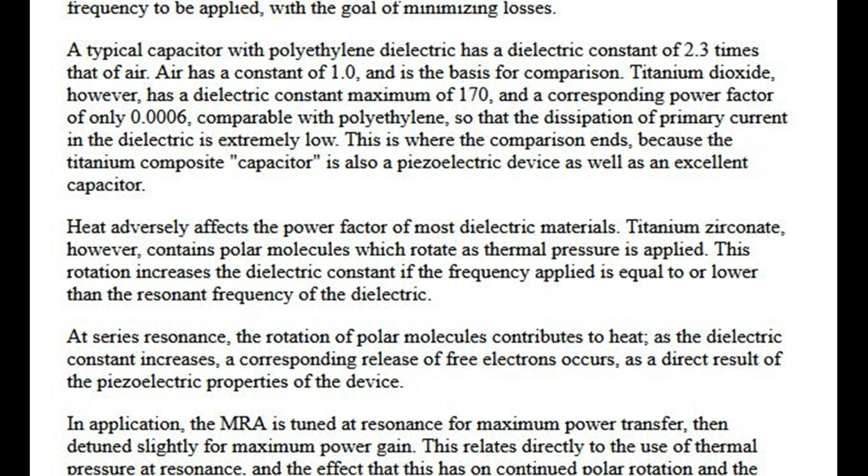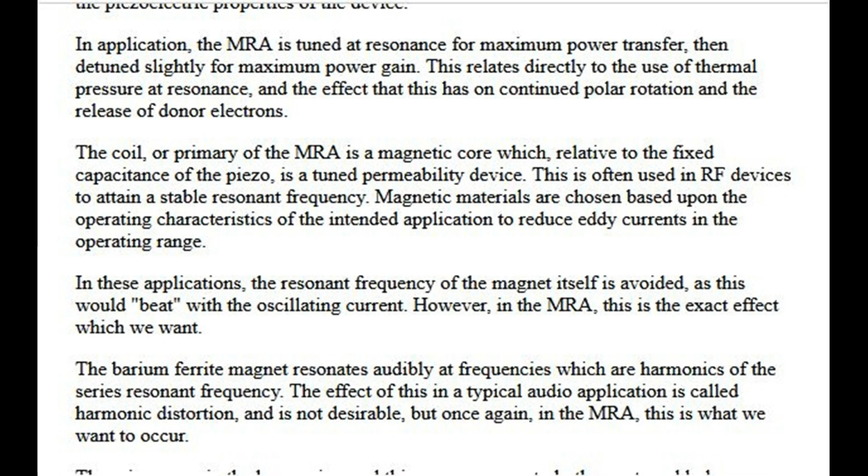In application, the MRA is tuned at resonance for maximum power transfer, then detuned slightly for maximum power gain. This relates directly to the use of thermal pressure at resonance, and the effect that this has on continued polar rotation and the release of donor electrons. The coil, or primary of the MRA is a magnetic core which, relative to the fixed capacitance of the piezo, is a tuned permeability device. This is often used in RF devices to attain a stable resonant frequency.